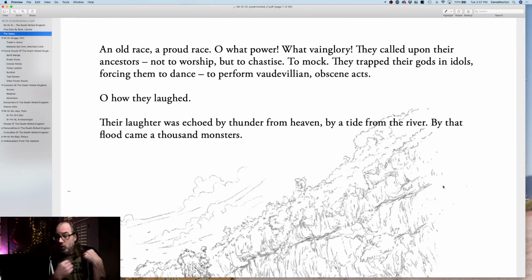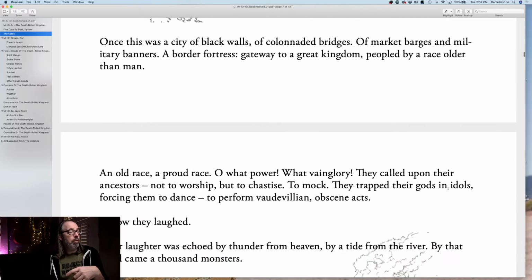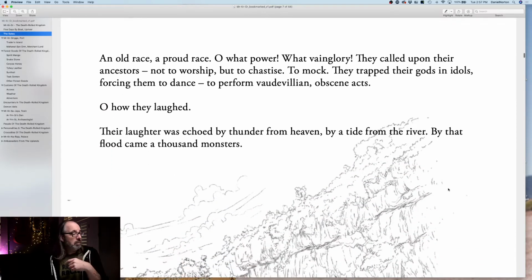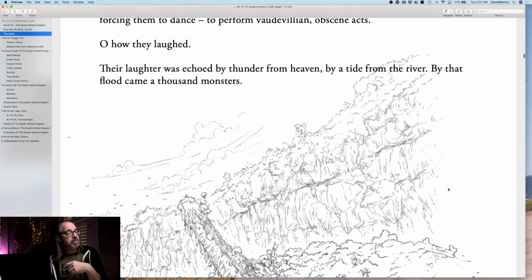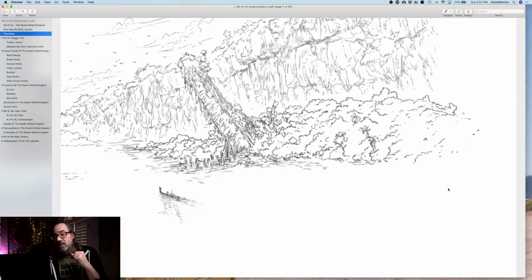I mean, you could run this that way if you wanted to be much more precise, especially if I was running a large group and I had a very set campaign. Because we're running it very loosely, I don't actually worry too much about it. I've got this information here that we found. Once this was a city of black walls, colony of bridges. It talks a little bit about the history, but it's not much. It's 3 paragraphs, and it tells a story. All of the rest of it, I just make up based on that.